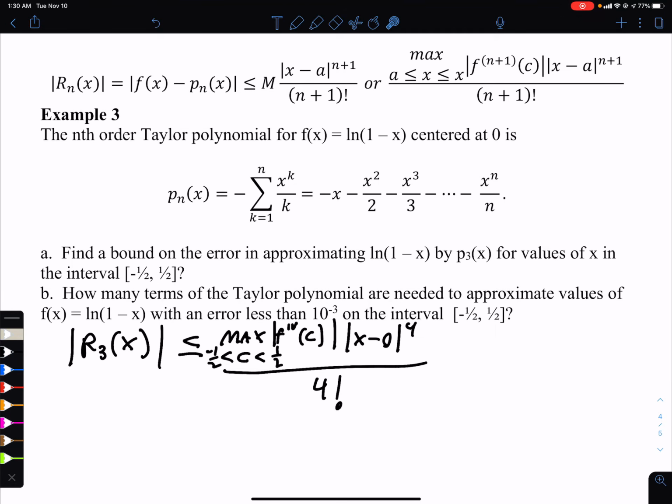So picking our C was very strange. And let me do that one more time for you. If you chose your x to be 1/2, you would find your C would have to be between 1/2 and your center A. I should have probably done this. A is 0 because that's where your center is.